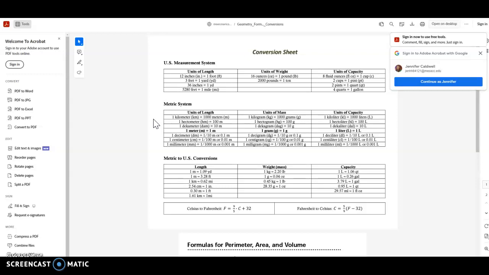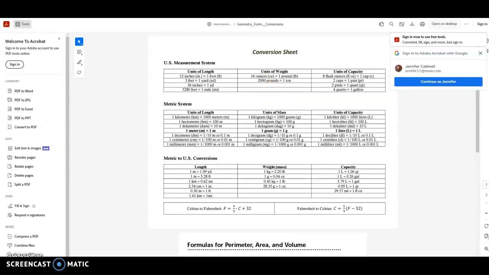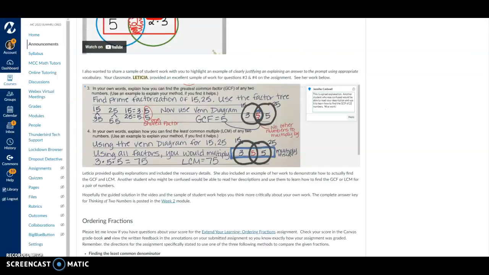But I'd also highly recommend that you download it to your computer, but then also print it so you have a printed copy of it. That's going to be really helpful for you. Also, when you're working on your homework and things like that, I just think it's nice to have a paper copy right next to you on your desk. So as you're working up the homework problems, you have all these formulas and all these conversion factors to look at. So definitely make sure you print out a copy of that for yourself.